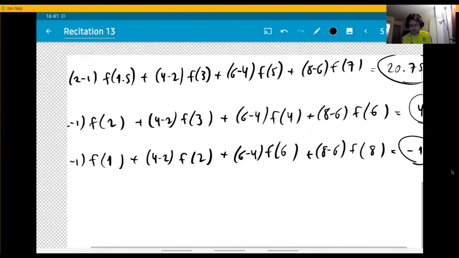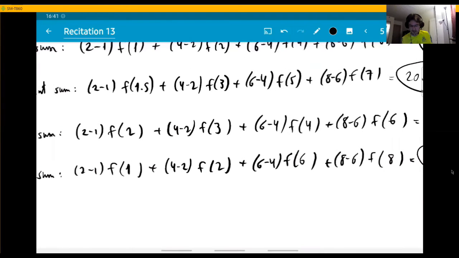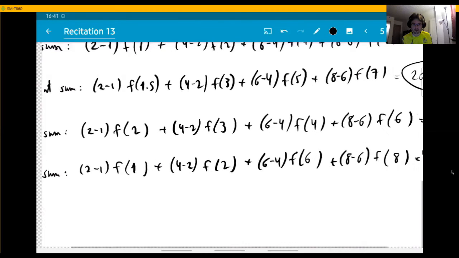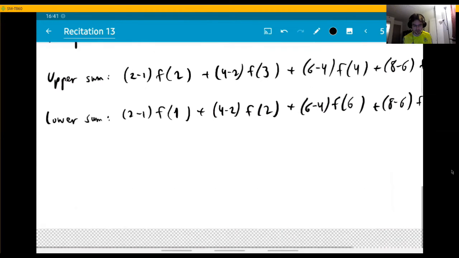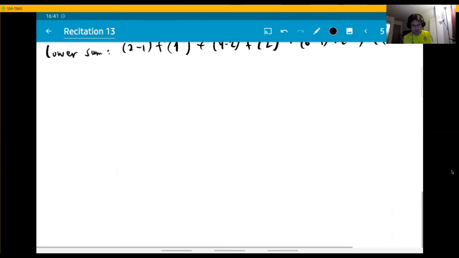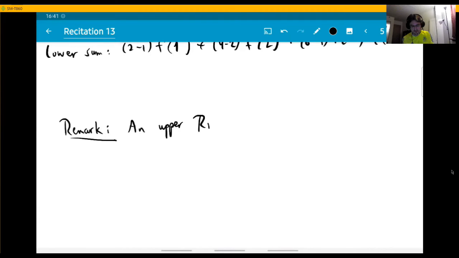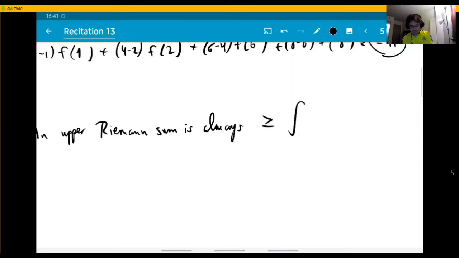These are just values of Riemann sums. Once again, they're kind of meaningless because we have so few rectangles, but if you have many, many rectangles, then it starts becoming a good approximation to the integral. So just a remark, an upper Riemann sum is always larger than or equal to the actual value of the integral of the function.